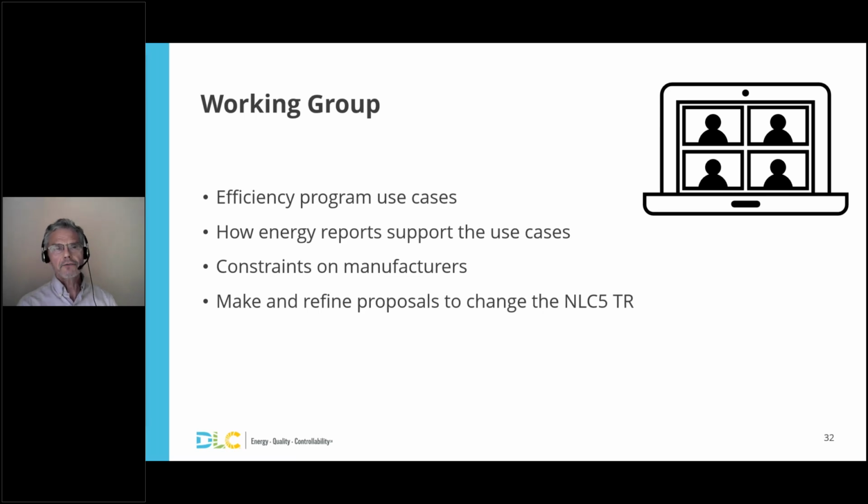We began by clarifying the use cases at efficiency programs for energy reports, and then explored how NLC energy reports can best support those use cases, along with what constraints are faced by manufacturers. We then drafted proposed revisions to the energy reporting section of the current NLC 5 technical requirements, and iterated a few times through discussion followed by revisions. Since then, over the course of this spring, I've been refining the proposals in terms of aligning with standards and exploring which changes to introduce when.